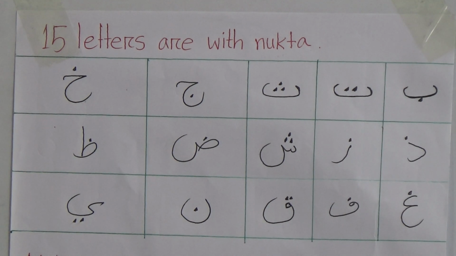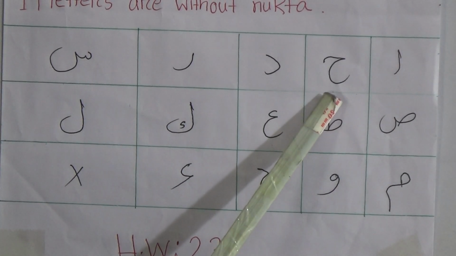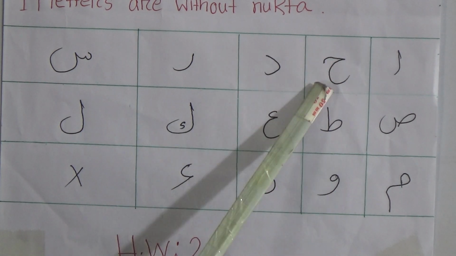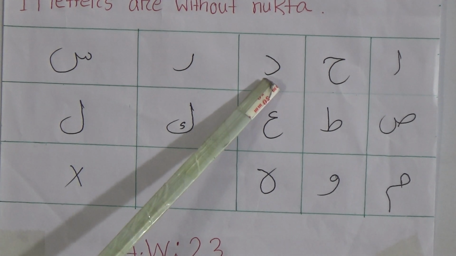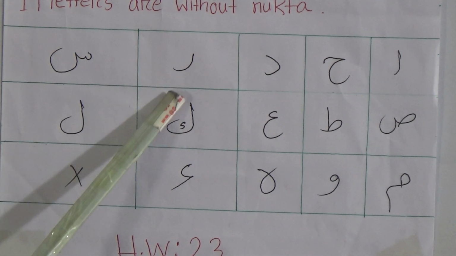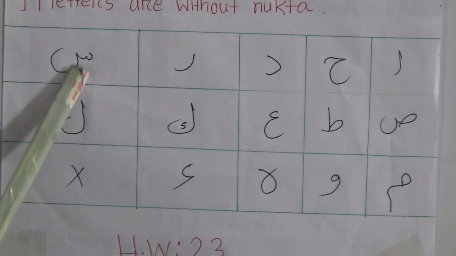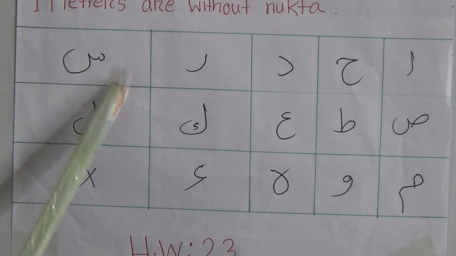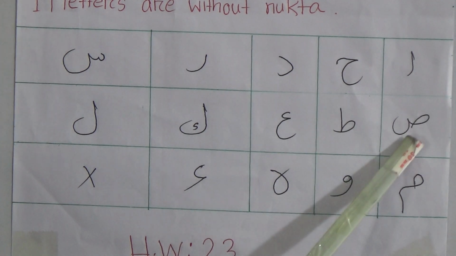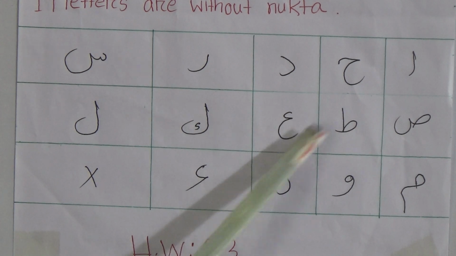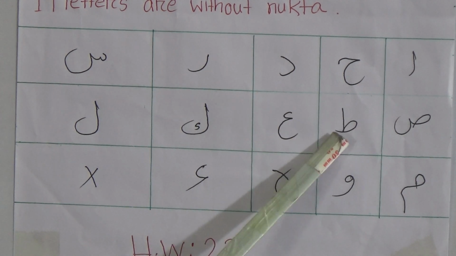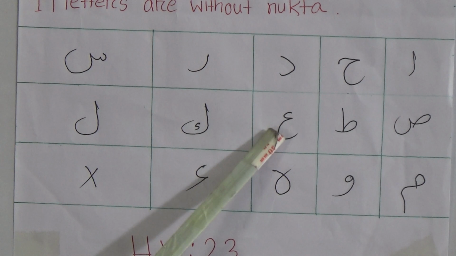My dear students, these 14 letters are Alif. Alif has no drops or Nukta or point. Then Ha has no Nukta or point. Then Dal has no Nukta or point. Then Ra has no Nukta or point. Then Sin has no Nukta or point. Then Sod has no Nukta or point. Then Ain has no Nukta or point.